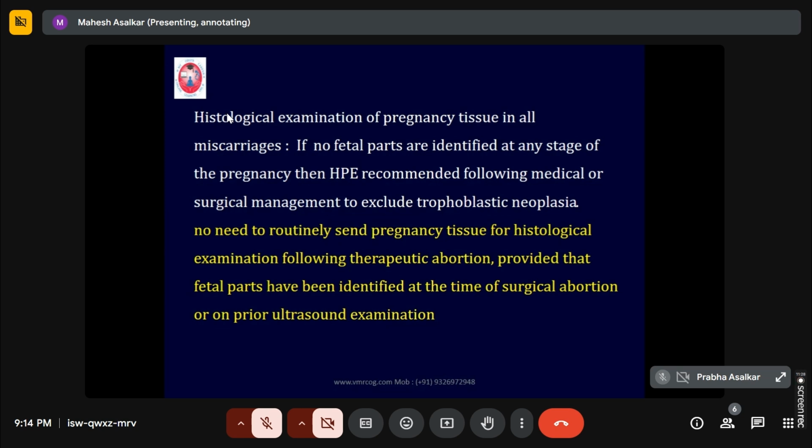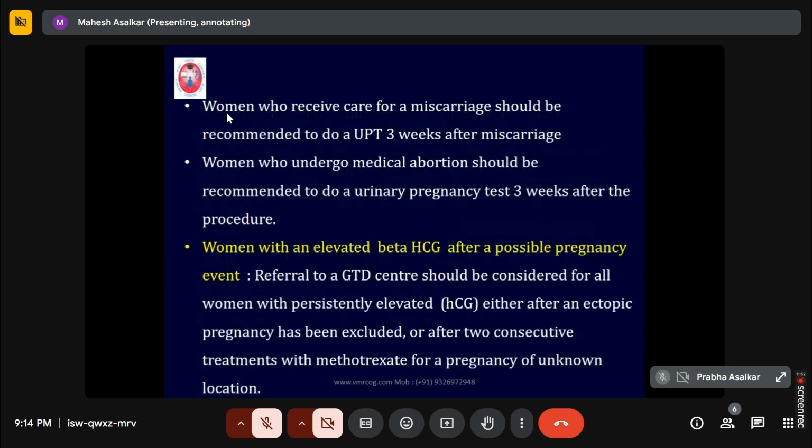Okay. And there is no need to routinely send the pregnancy tissue for histological examination following therapeutic abortion, provided the fetal parts have been identified at the time of surgical abortion or prior to ultrasound examination. So if you have performed ultrasound and ultrasound shows a well-formed fetus, then there is no need to send the sample for histopathology. Yes, sir. Okay, so this is very clear.